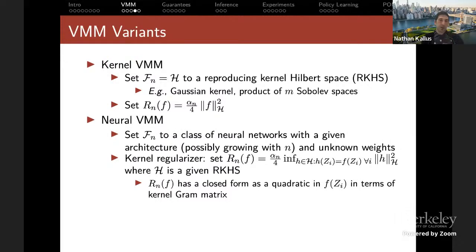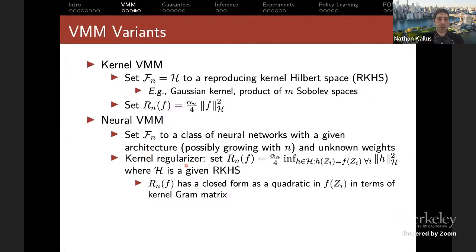But another variant we could do is use neural nets to instantiate everything. So we're going to set Fn, the class of functions, to be a class of neural networks with some given architecture and unknown weights, and the architecture could be growing, right? So later we're going to talk about a fully connected neural net that has growing width and growing depth. Okay, and there's different regularizers we can choose.